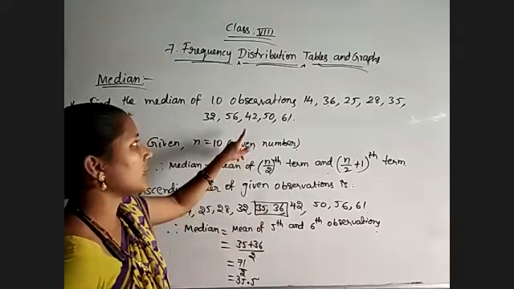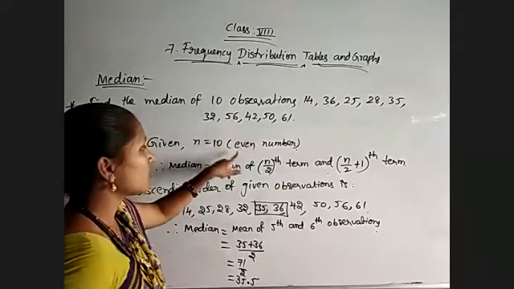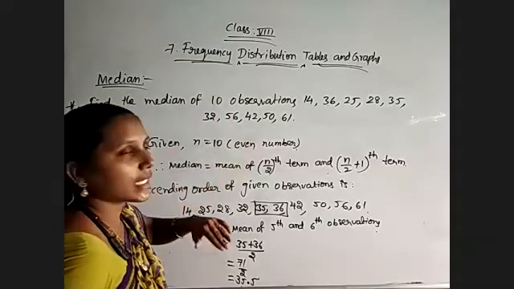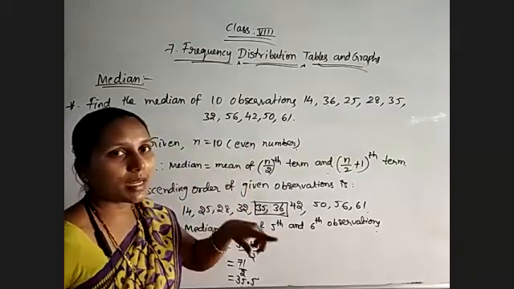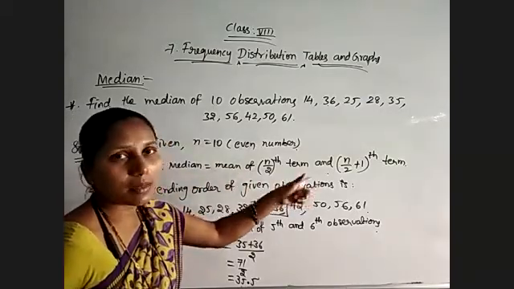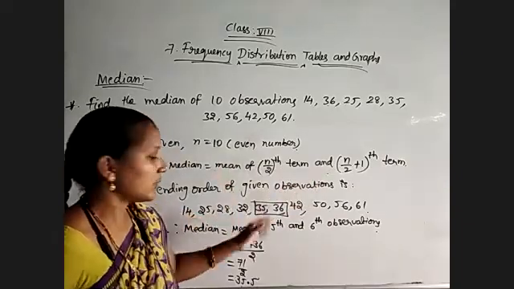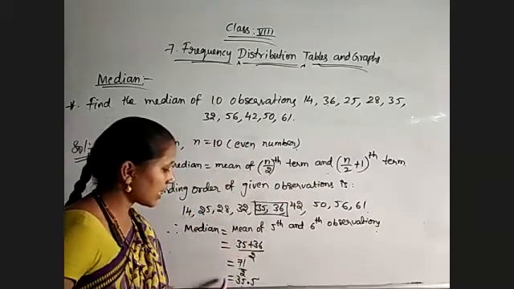If one more number is added, it will become 10, so an even number. Whenever you are getting an even number, you need to select the median like that: mean of n by 2 term plus n by 2 plus 1 term. By doing so, we are getting 35.5.